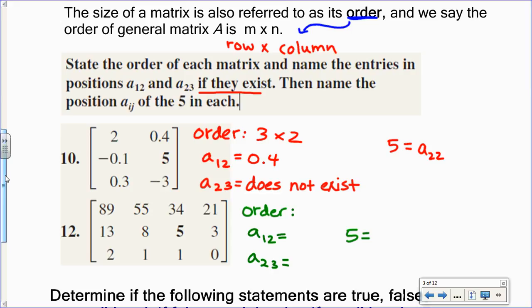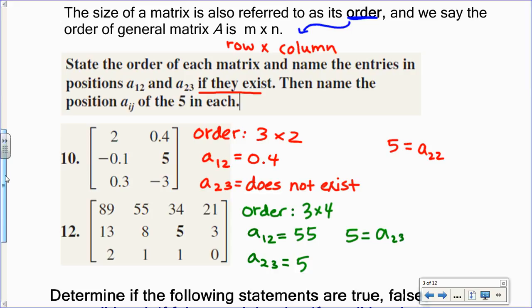So, Susan, what's the order? What's the size of this matrix? Okay, good. So 3 by 4. Good. Jacob, what is the entry for A12? Okay, so row 1, column 2 is 55. Good. And Corey, what about A23? Okay, so then 5 is in the position A23. Good. Questions about that?